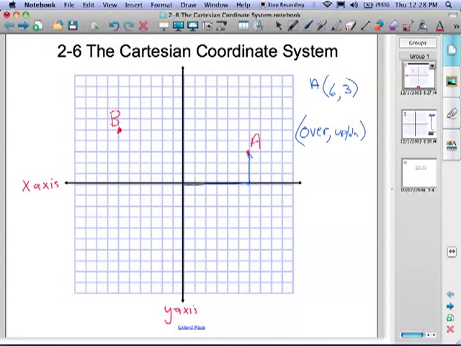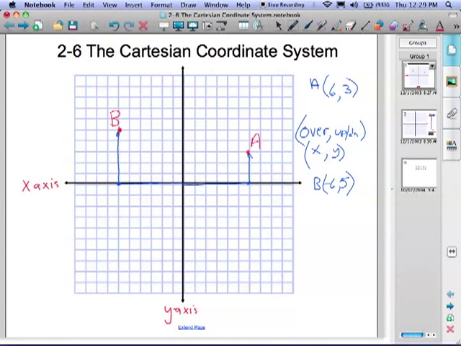So when you go to graph, over is along the x-axis, and up and down is along the y-axis. So you have a whole bunch of points to play with today. Okay, just to move along quickly, point B is located where? 1, 2, 3, 4, 5, 6 units in the negative direction, but it is 1, 2, 3, 4, 5 units up. So the coordinates of point B are at -6 and 5.